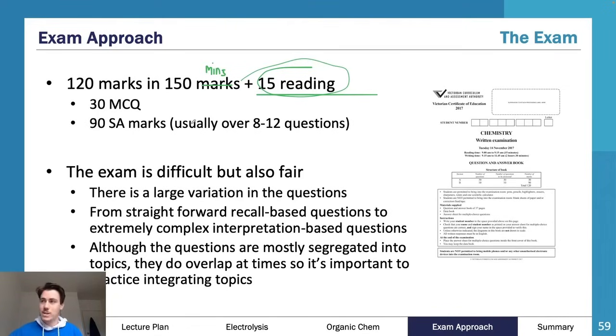Please do not waste your reading time. We'll talk about reading time, but don't worry. 30 multiple choice, 90 short answer. This is usually over like 8 to 12 questions. The exam is difficult, but it's also really fair.